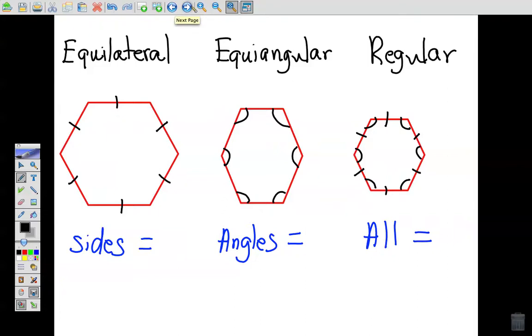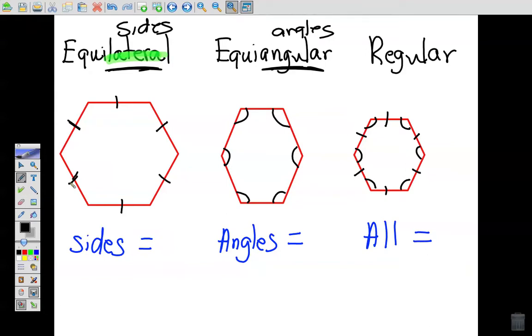All right, equilateral, equiangular, and regular. Now, equilateral, we get hung up on this. I really want you to remember this. Lateral means sides. That's just a math word for sides. Sometimes math people want to make things difficult. They make up fancy names. Lateral means sides. What's angular mean? That's not too bad. It means angles, doesn't it? So, what's equilateral mean? It means equal sides.